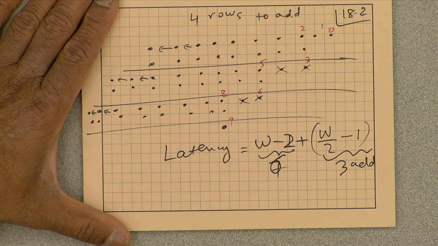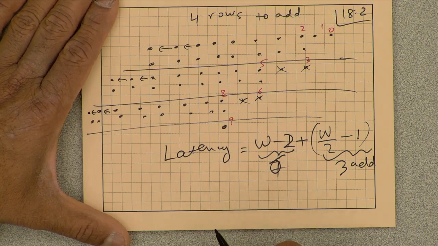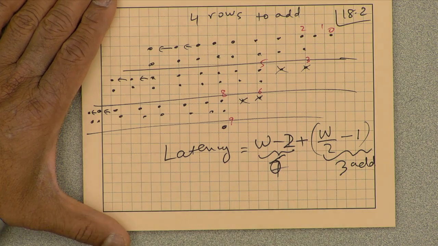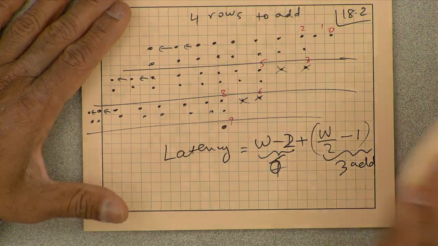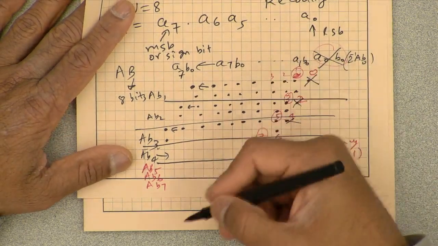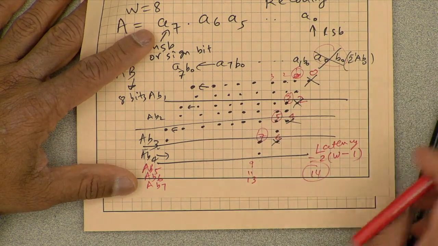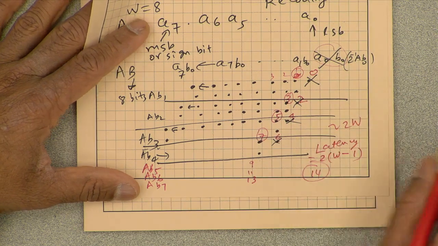So what I want to point out is that if I could take the number of rows to add, so if the number of rows to add is W, then this latency is roughly on the order of about 2W.